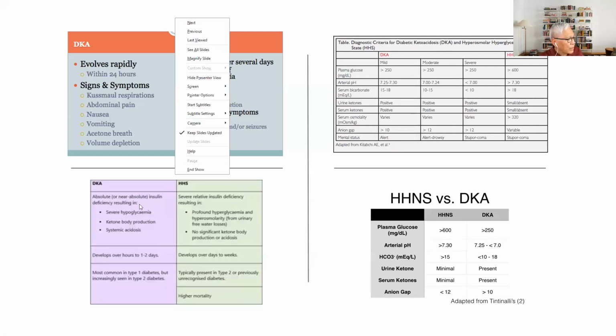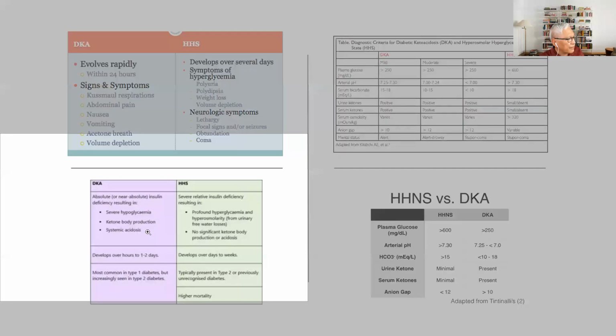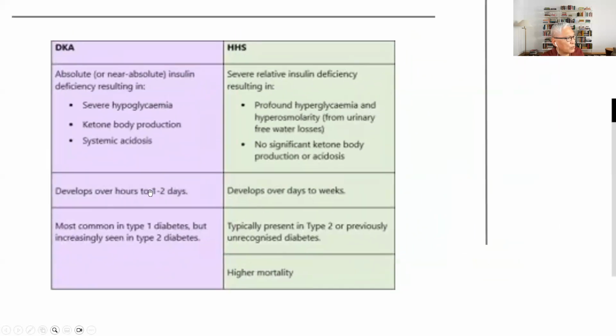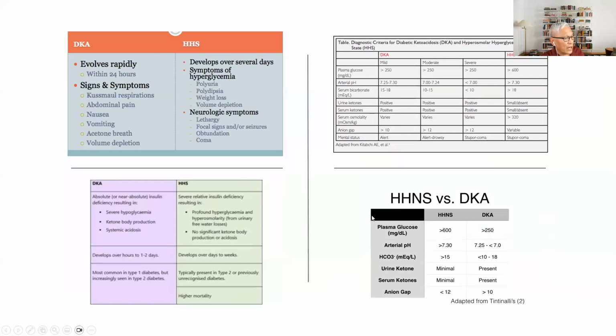Okay. All right. So let's look at this other thing right over here. In DKA, there is absolute or near absolute insulin deficiency, which results in severe hyperglycemia, ketone body production and systemic acidosis. And again, it develops over 1 to 2 days, and the most common in type 1 diabetes. In HHS, it's much more common in type 2 diabetes.